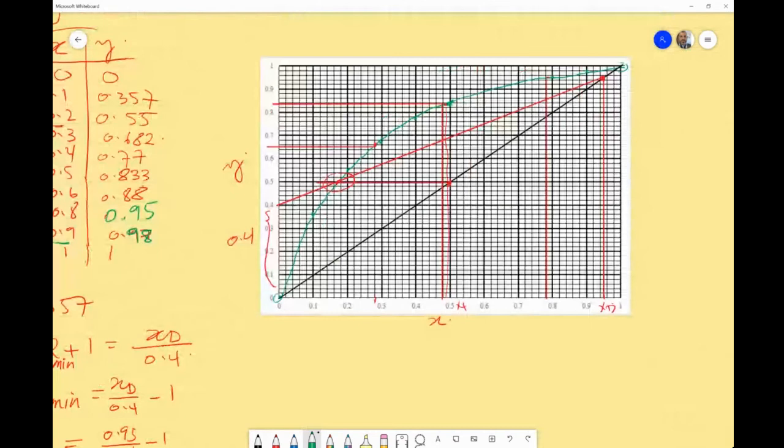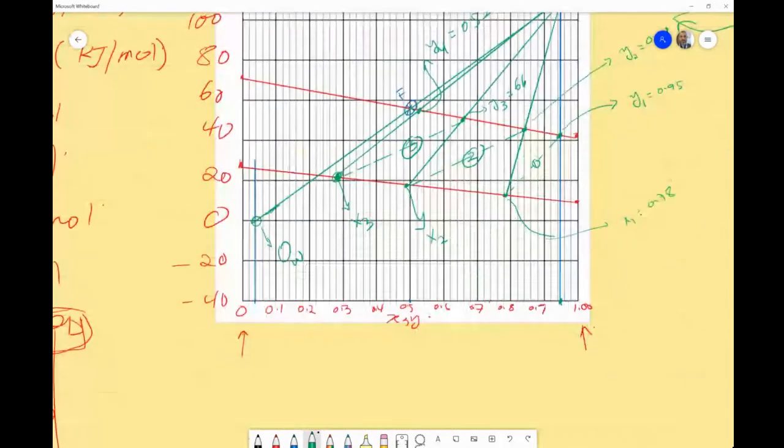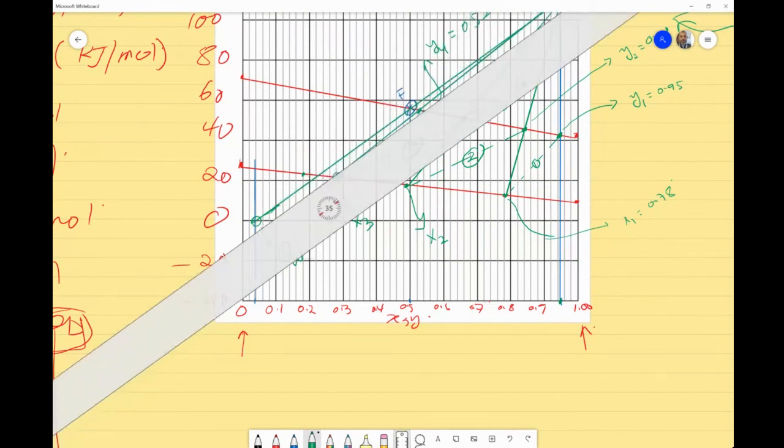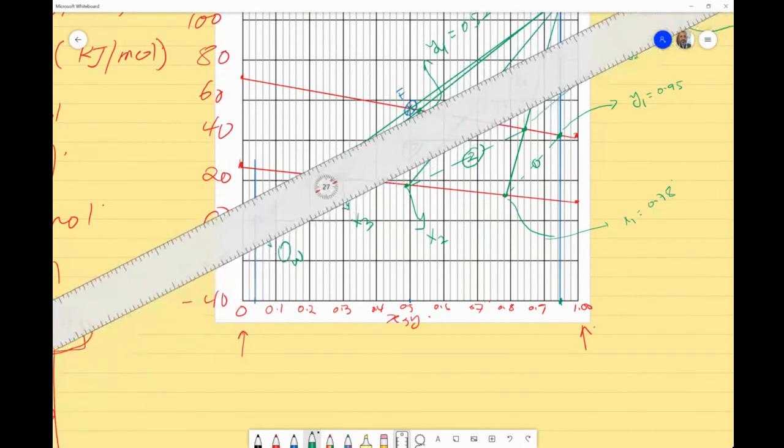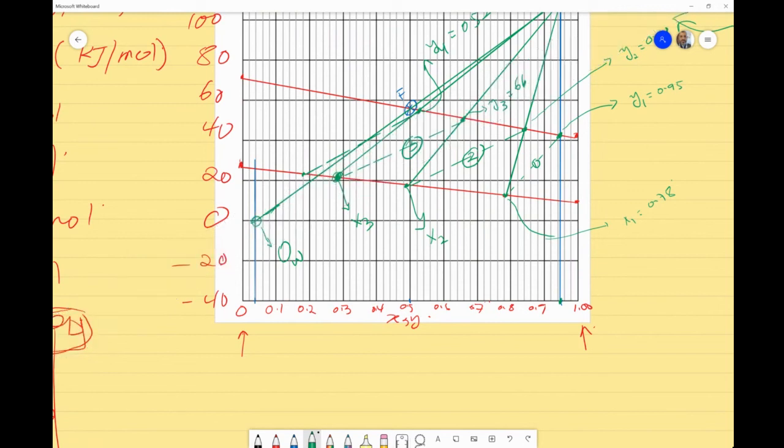So I go back to 0.52 here. I go to 0.52, it is going to be somewhere here. So it's 0.18 here. 0.18 is going to be here. So now I connect these two lines here. Now this means this is going to be my feed stage. So this is 1, 2, 3, and this is going to be my feed stage here.